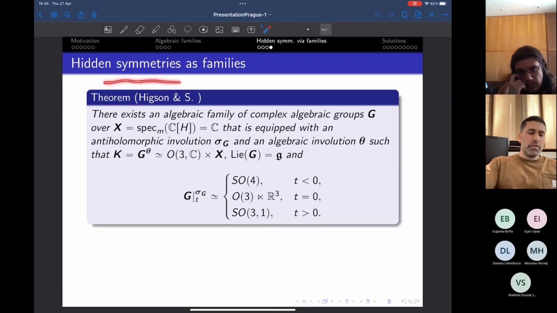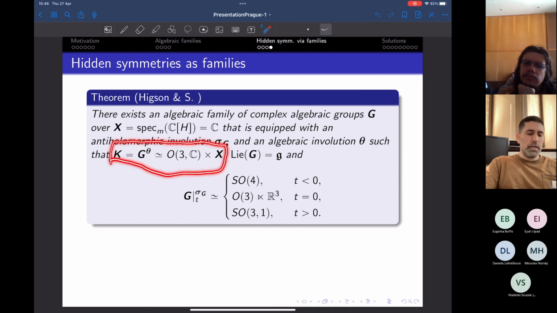And in fact, what I'm going to describe in this theorem is just the second example I showed you for a family of complex algebraic groups. The statement is that there is an algebraic family of complex algebraic groups, G, over the complex affine space, equipped with an anti-holomorphic involution sigma and an algebraic involution theta, such that out of these involutions we'll get the family of Harish-Chandra pairs. The fixed points of the algebraic involution is the family of groups that we saw before.